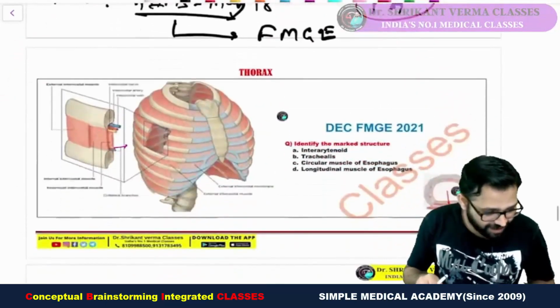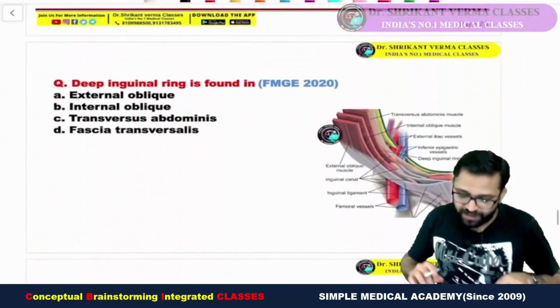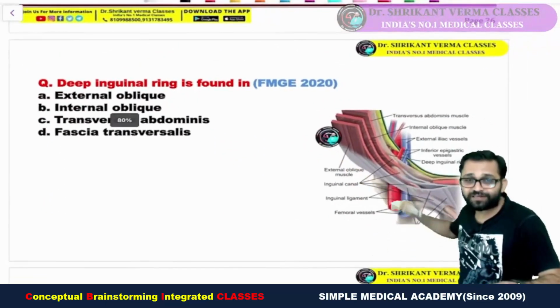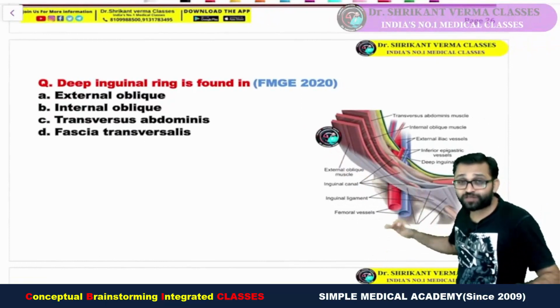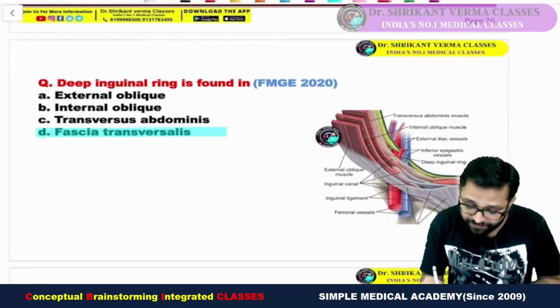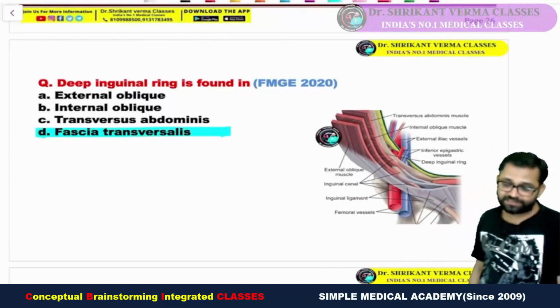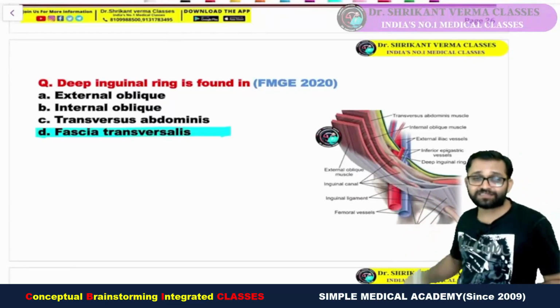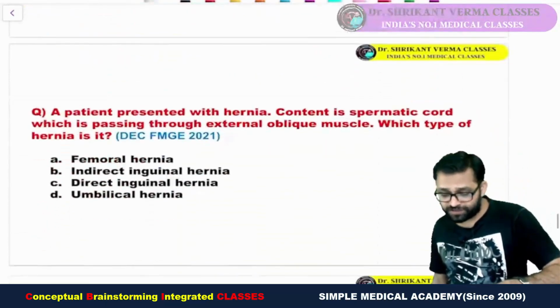Agree everyone? Now we are going to talk about this: deep inguinal ring is found in, can you tell me? This is the question from our anatomy surgery integration. Yes, the answer is fascia transversalis. Remember, deep inguinal ring is the fascia transversalis. Go for our surgery portion.